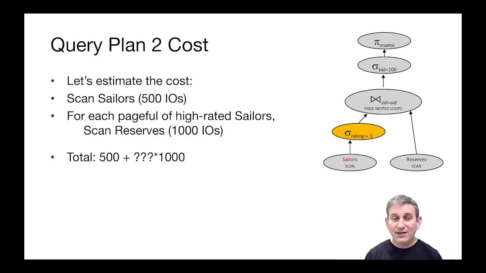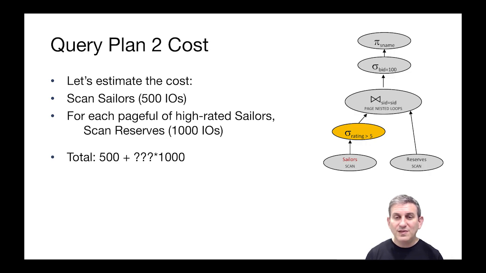Well, we're going to scan sailors, so that's 500 IOs. And then for each page full of high-rated sailors, so not for all the sailors, just the sailors that have a high rating, those are the ones that we're going to put into pages for page nested loops join. So for each page full of those high-rated sailors, we scan reserves. So it's 500 plus some number of times a scan of reserves, which is 1,000. So how many times will we scan reserves?